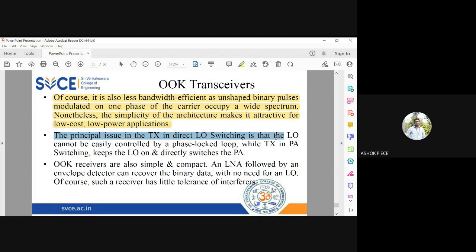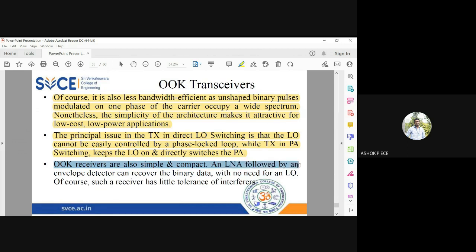And the issue here is direct LO switching. So you have to ensure that the LO and PA are always in sync. Either you have to go for switching the LO, or you have to go for switching the PA. Two possibilities are there. The LO cannot be easily switched, so we generally go for switching the PA. They are simple and compact.